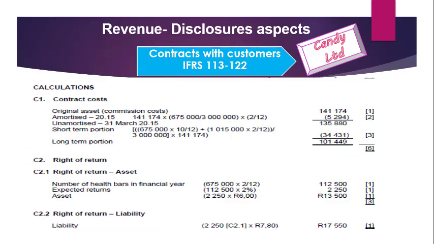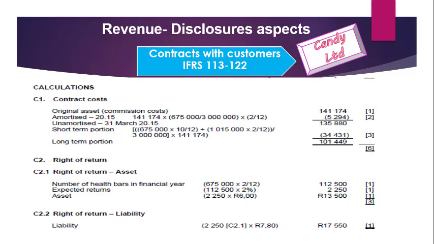You can see there under contract assets, the original asset cost of 141,174. Then we amortized it for that 2 months and we get the unamortized portion. We then have the short-term portion for the 10 months of the remaining of the current year and then 2 months of the next year. So that's the next 12 months. And we got our figure for the short-term portion of the asset. So your long-term portion of the contract asset would then be the 101,449.